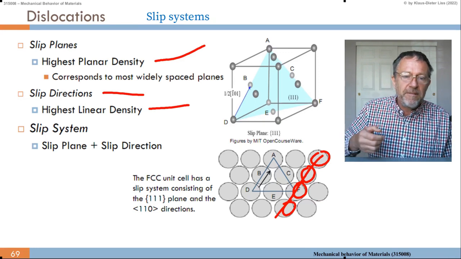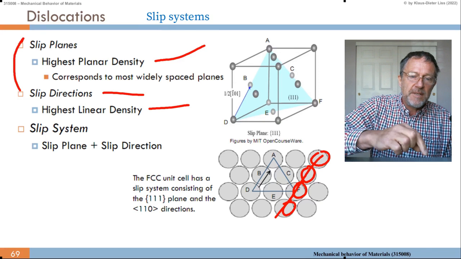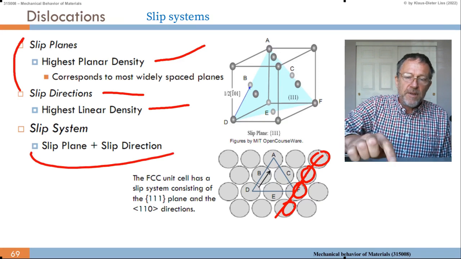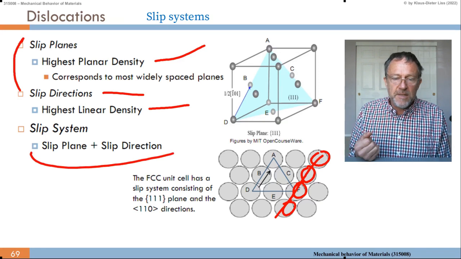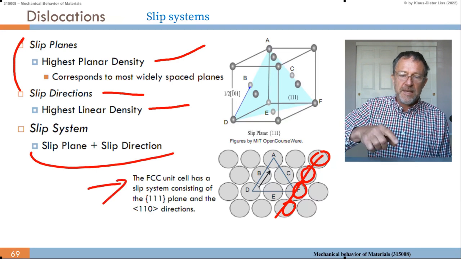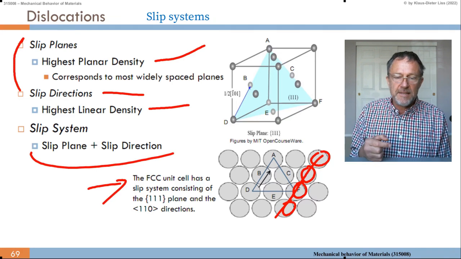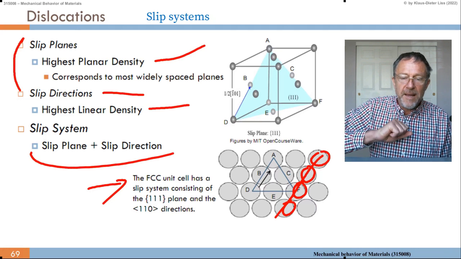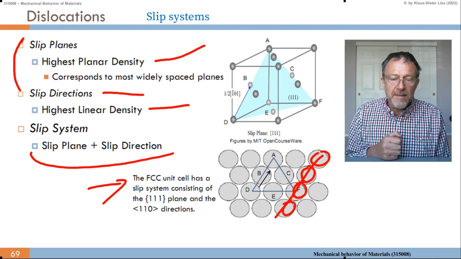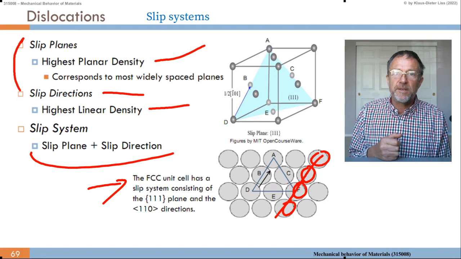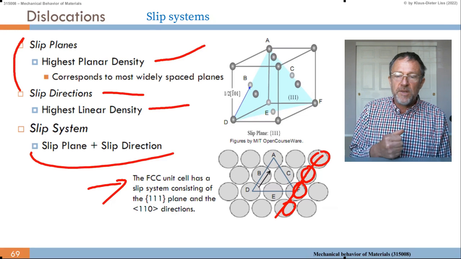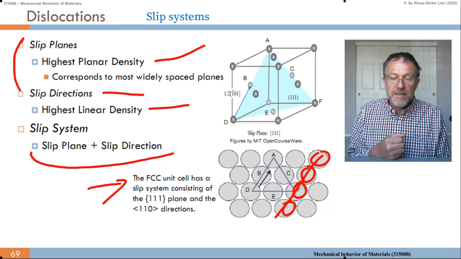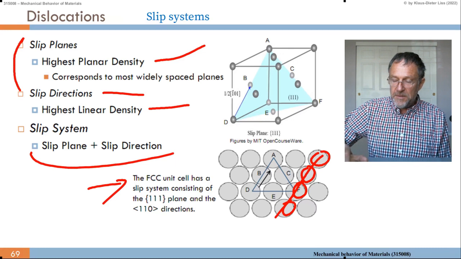And that defines a slip system. So we have the slip plane and we have the slip direction. So both together we say this is a slip system. For example, the FCC unit cell has a slip system consisting of the 1, plane and the 1, 0 directions. So this is very general. Now you can work out how many slip systems we have in the FCC unit.